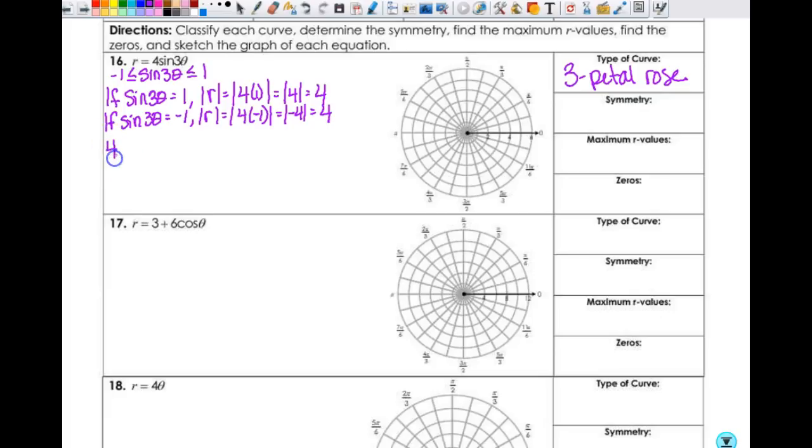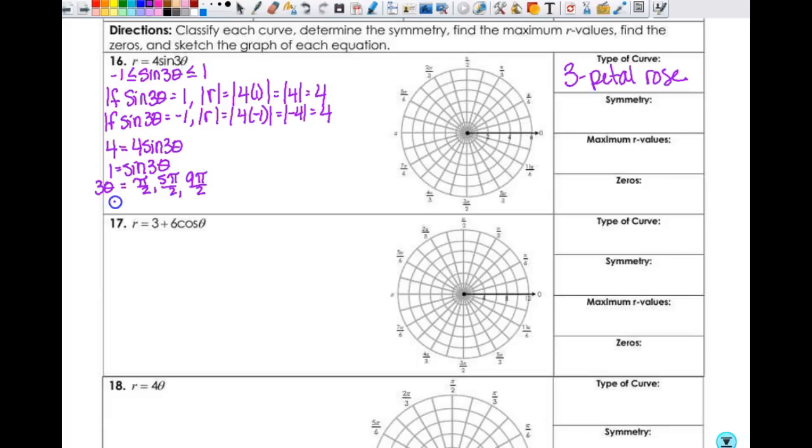So 4 is equal to 4 sine 3 theta. So 1 is equal to sine 3 theta. So the sine inverse of 1 is pi halves. So 3 theta is going to equal pi halves, but this is 3 theta, so I have to go to 6 pi, which means I'm here at pi halves, but then I got to go around again. This is 3 pi halves. This would be 5 pi halves. And then 9 pi halves.